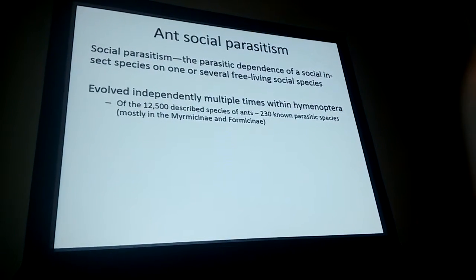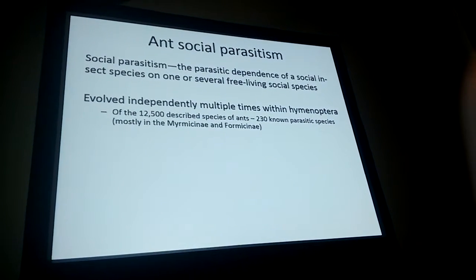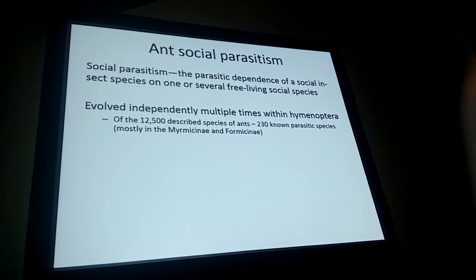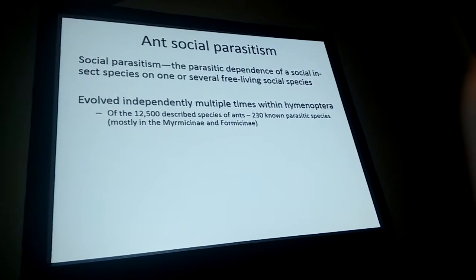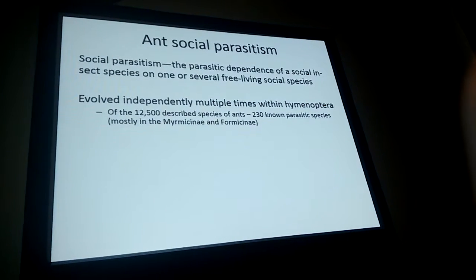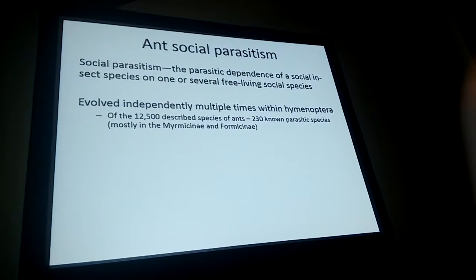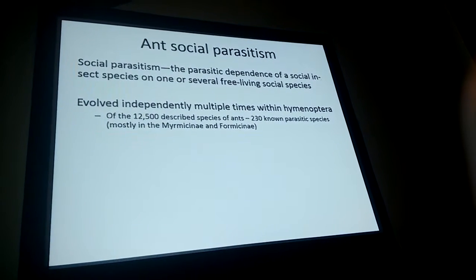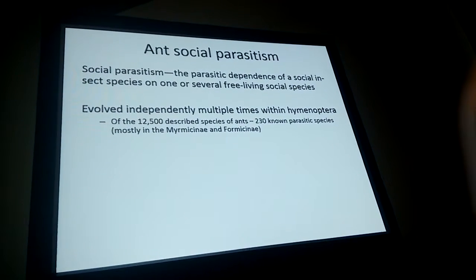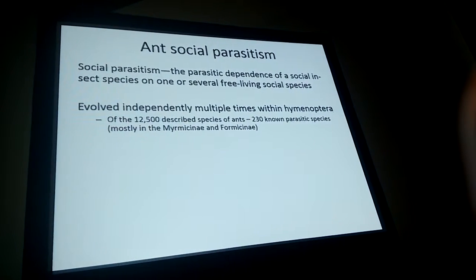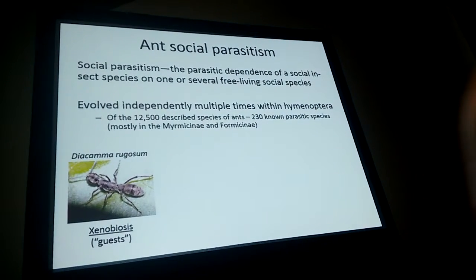Ant social parasitism is when two ants share the same nest, and one of them exploits the other species. It's evolved independently multiple times in Hymenoptera, in ants specifically. Of the over 12,000 described species, there are 230 known social parasites. This is probably an underestimate because social parasites are usually relatively rare. There are probably more than that. And there are four types of social parasitism.